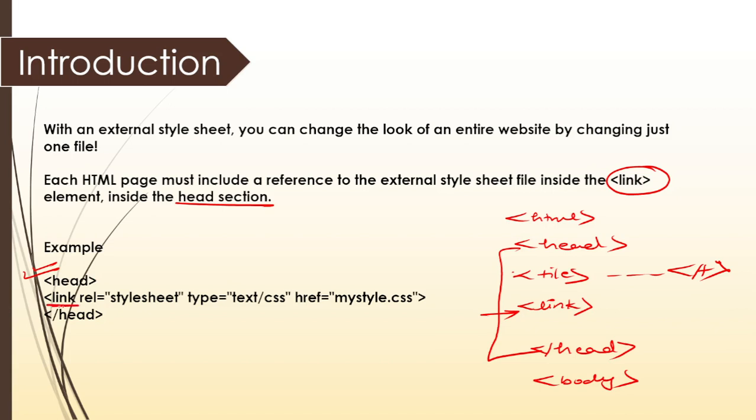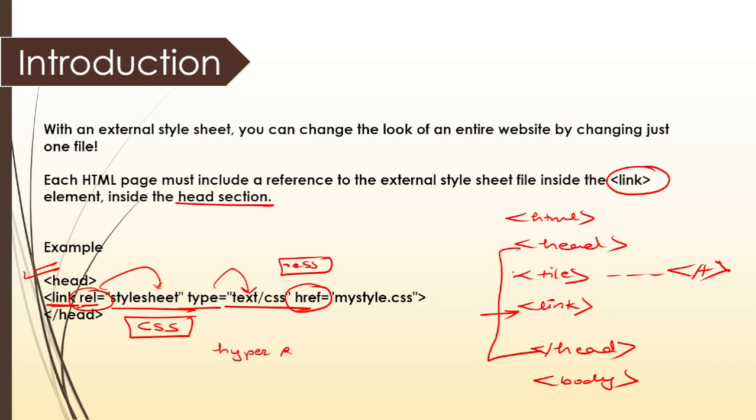This is the link, rel stylesheet, because we are going to join the cascading style sheet file, the .css file, along with your HTML code. That's why the relation is stylesheet. Type: what type of file is it? It is a text/css file, so type here is very important. Then href. What is the meaning of href? href means hyper reference.